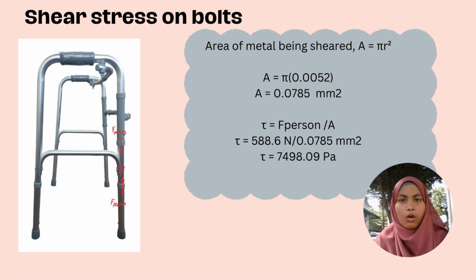Lastly, shear stress on bolts. Firstly, we must calculate the area of metal being sheared using the formula area equals pi r squared. With this formula, we will get area as 0.0785 square millimeter. Then we will calculate the shear stress using the formula F divided by A. With this formula, we will get shear stress as 7,498.09 Pascal.